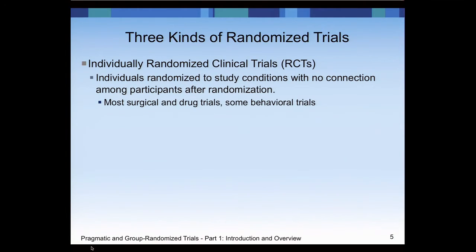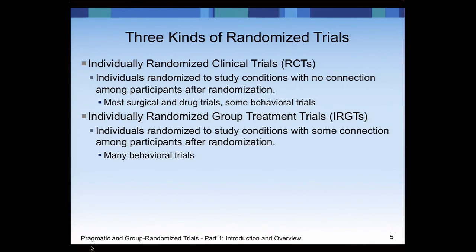In these trials, individuals are randomized to study conditions, and there's no connection or interaction among participants after randomization. This is common in surgical trials, often in drug trials. It's sometimes the case in behavioral trials, but not always. And there are many behavioral trials that don't satisfy both conditions. We may start with individual randomization, but if there is some connection among participants after randomization, then it no longer falls into this category. In fact, it falls into this second category, which we define as individually randomized group treatment trials.